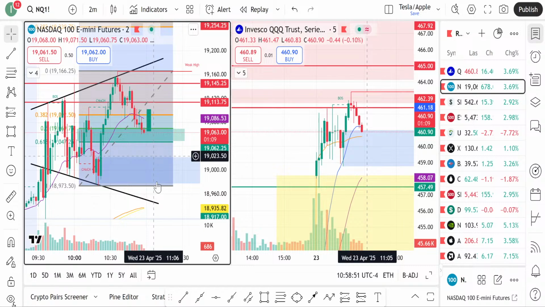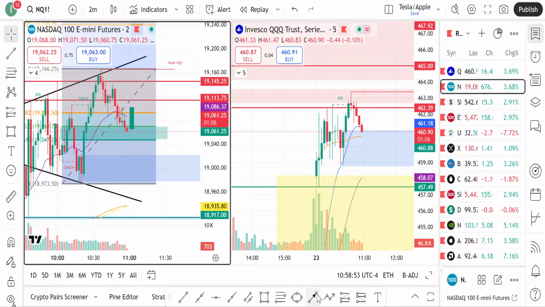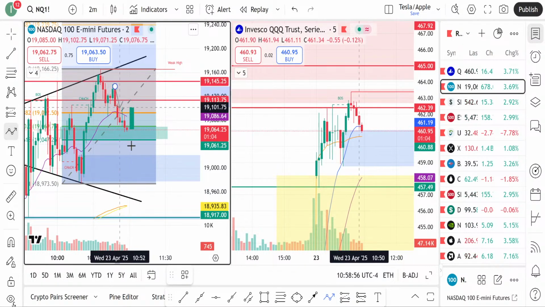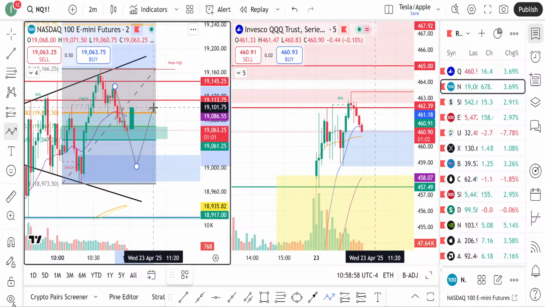If it doesn't show here, then I'll probably look for buys down here at the zone, right, to go back up.